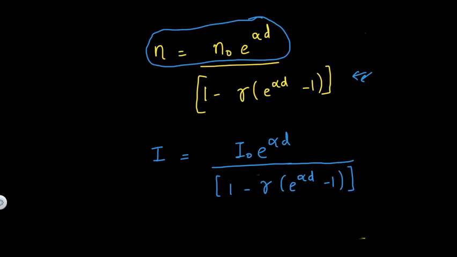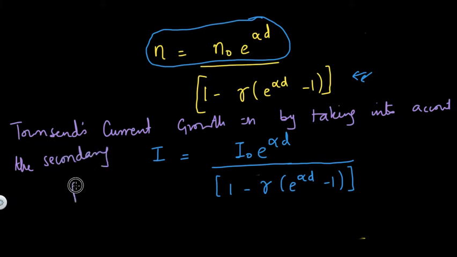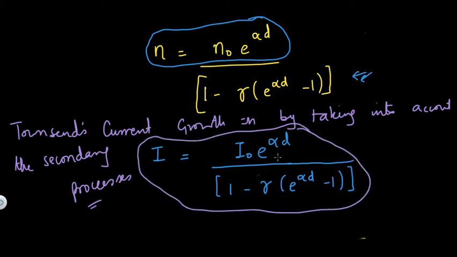Okay, and this is the Townsend's current growth equation by taking into account the secondary processes. This is the Townsend's second growth equation.